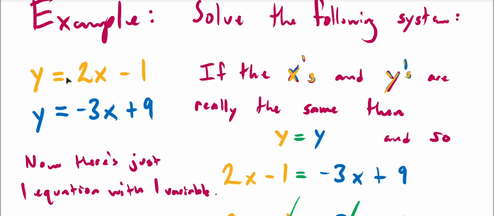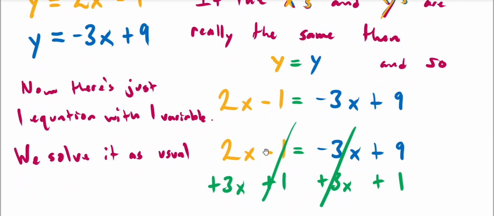Now, I want you to notice what just happened. We went from having two equations, both solved for y. We set them equal to each other because they are both equal to y. And now we just have one equation with one variable, an x. We solve that the way we usually do. Let's bring the 1 over to the other side, and the negative 3x, let's bring that across as well. I really am doing the same thing on both sides here. I just kind of like to do it in one step.